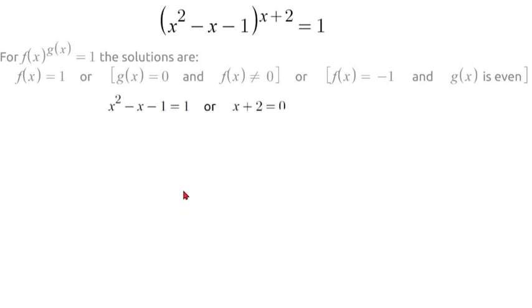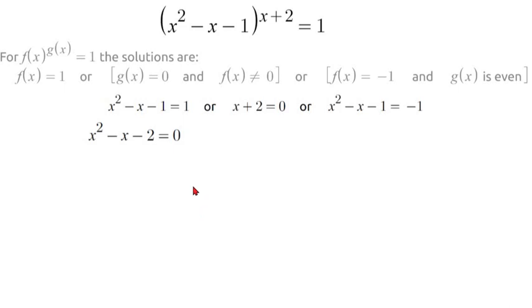So we'll set our base x squared minus x minus 1 equal to 1, or our x plus 2 is equal to 0, or our x squared minus x minus 1 is equal to negative 1. So we'll first solve for this left one over here. We will subtract a negative 1. So we have x squared minus x minus 2 is equal to 0.